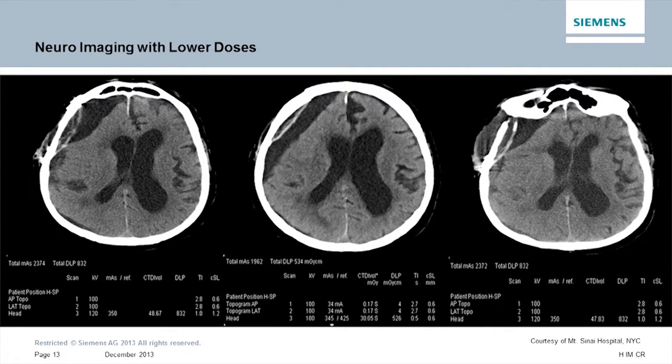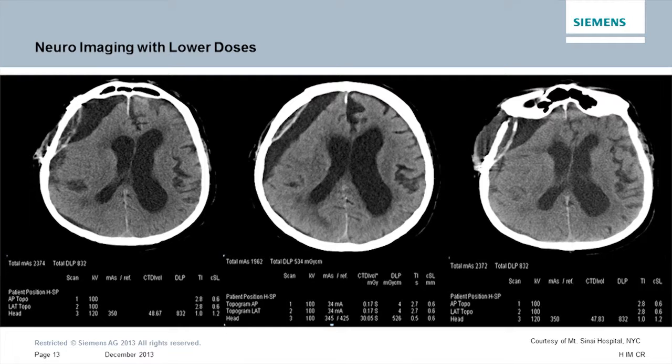Here you see 3 different examples from the same patient on different visits. You have a DLP of 832 on the left, 534 in the middle, 832 on the right. This is one of my neurosurgical ICU patients who had multiple repeated exams. But you can see in the middle, which is the Sapphire reconstructed image, we end up with really clearly better quality than the 2 other exams done with filtered back projection.